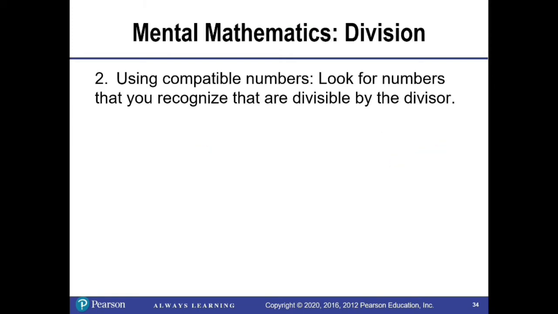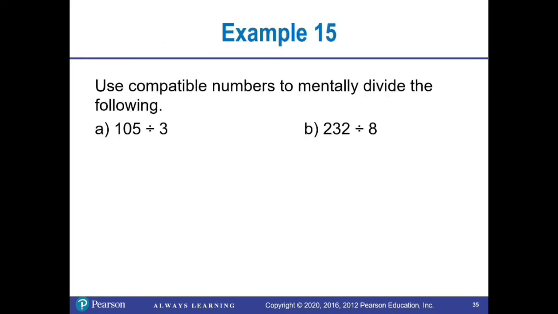Our next strategy for mental mathematics is using compatible numbers. So we're going to look for numbers that we recognize are divisible by the divisor. Our first example here, we have 105 divided by 3. Well, I know that 3 goes into 90 evenly, so I'm going to start with 90. Well, 90 plus 15 is 105, and I also know that 3 divides into 15. So 3 goes into 90 30 times, 3 goes into 15 5 times, and 30 plus 5 is 35. This is very similar to what we did with breaking up the dividend.